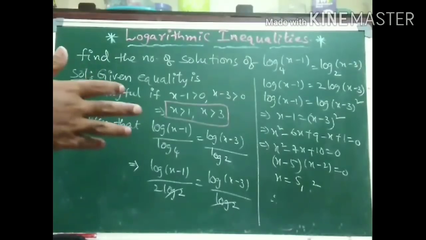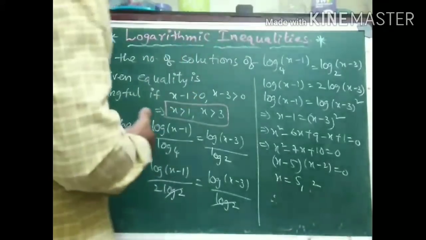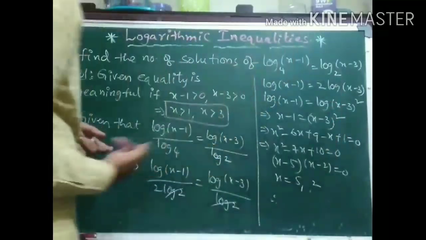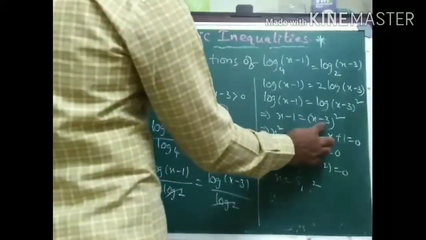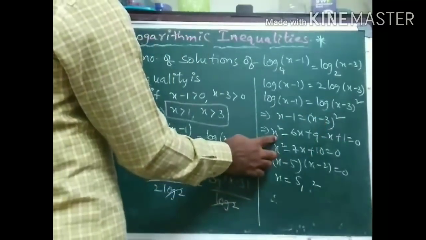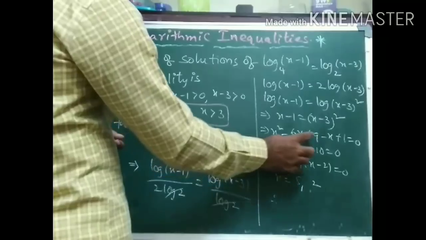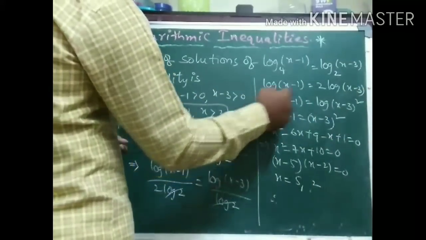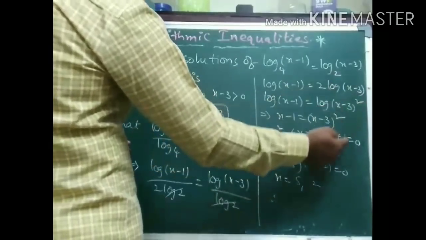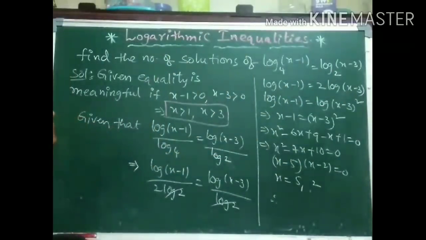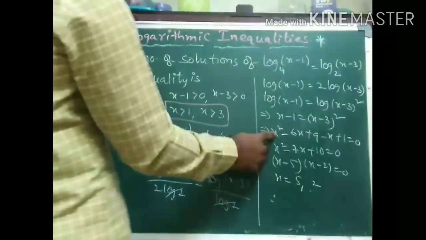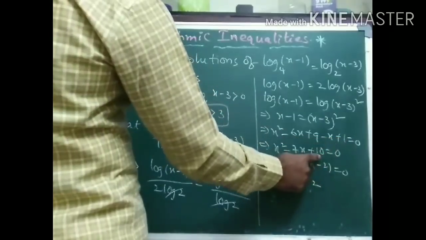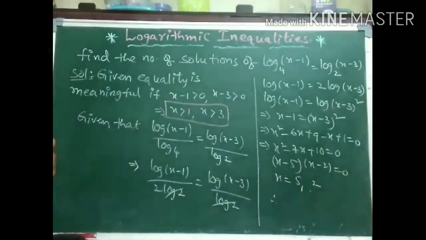So when bases are equal here, the numbers can also be equal. So x minus 1 is equal to (x minus 3) whole square. Now expand this: (a minus b) whole square is a square minus 2ab plus b square. Take these terms to that side, plus x becomes x, minus 1 becomes plus 1, which is equal to 0. Now finally x square minus 6x minus x is minus 7x, 9 plus 1 is 10, which is equal to 0.